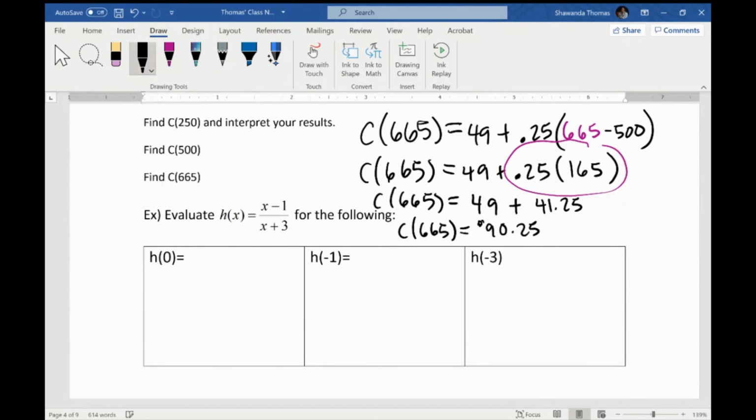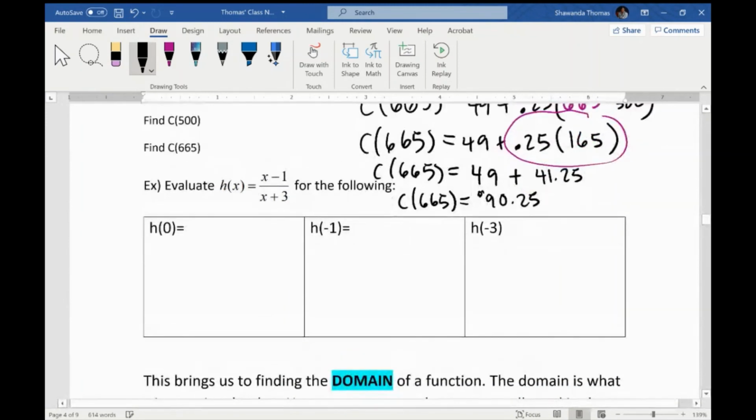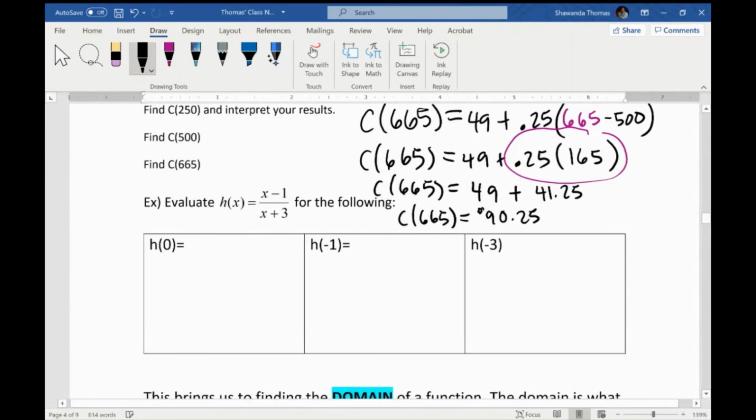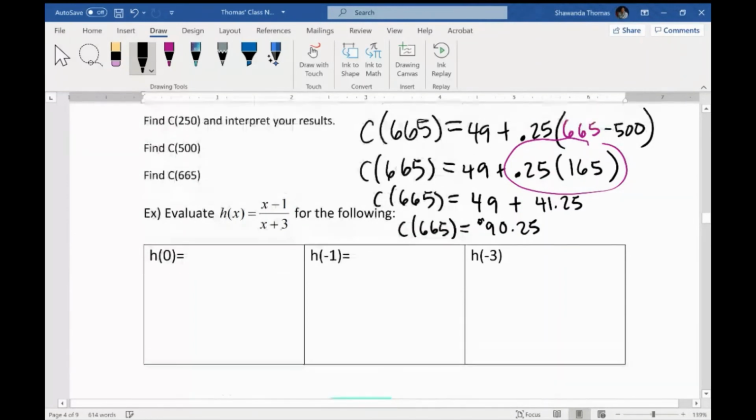All right. Evaluate h of x equals x minus 1 over x plus 3 for the following. So this is called a rational expression, which basically means it's a fraction. So it's a little different because it's a fraction, but we still do the same thing. What does it mean to evaluate a function? Substitute. Yep, substitute. What are we substituting here? Whichever one we're doing first for x.